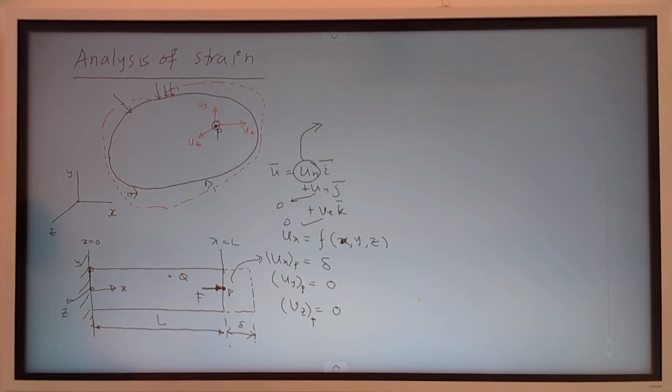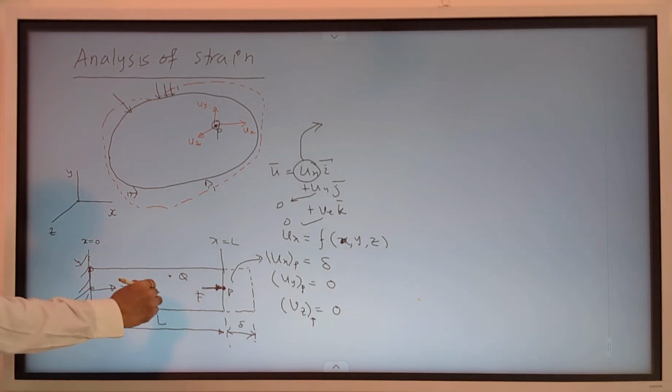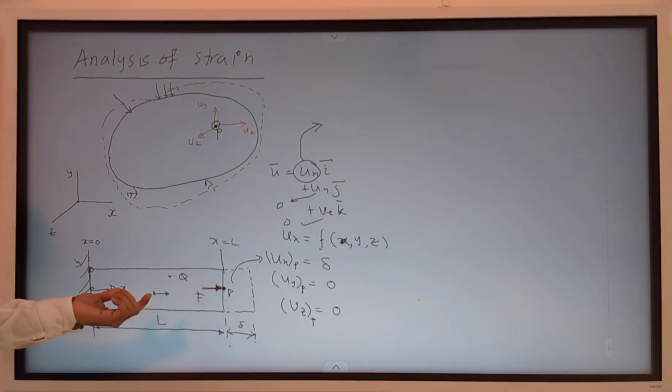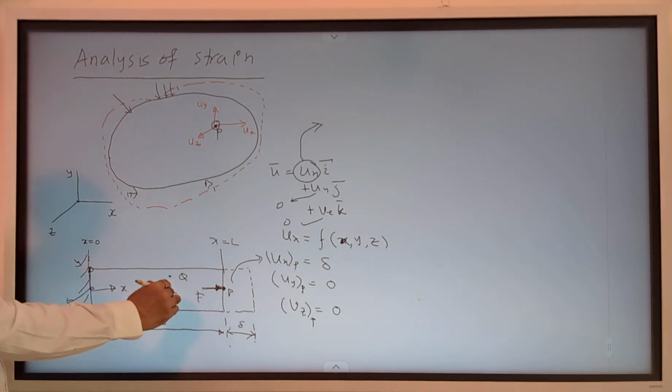Will it be a linear function or a non-linear function? We expect it to be linear. If you stretch a bar, and this endpoint moves by delta, what will be the deformation at the midpoint, at half the length? How much do you guess this deformation would be? You can actually calculate it, but what would be this value? It will be delta by 2. It is linearly proportional. That's what he said. That's correct.